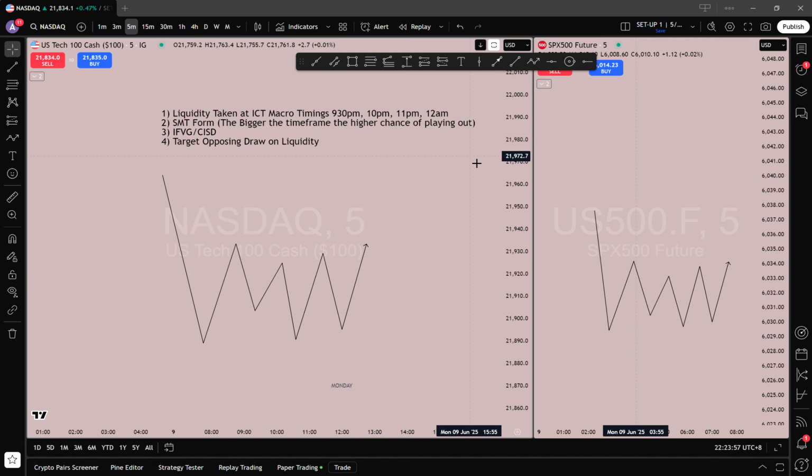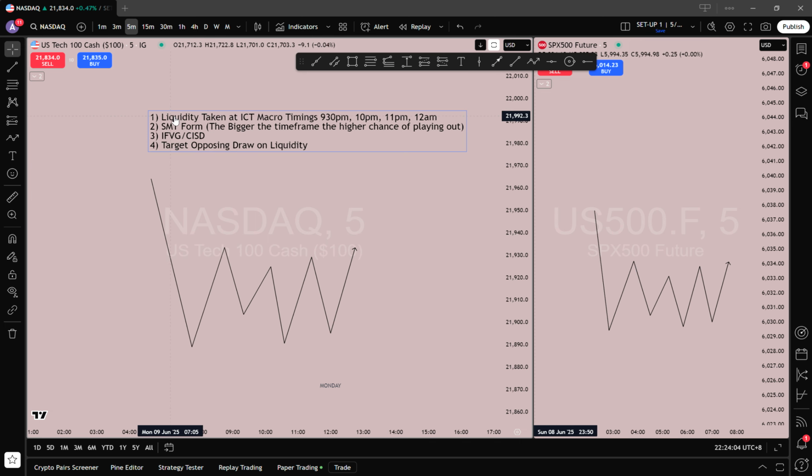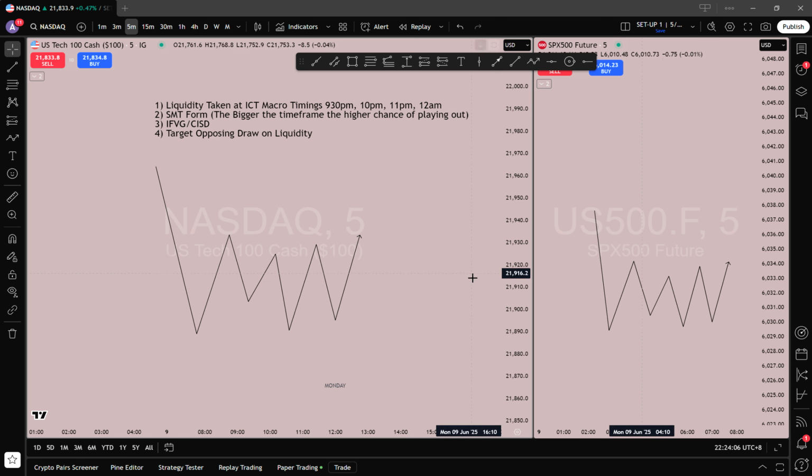Hi guys, so I'm going to explain the 4 ICT concepts that I use for my trading model. So the first one will be liquidity. So what I want to see before I trade, right?